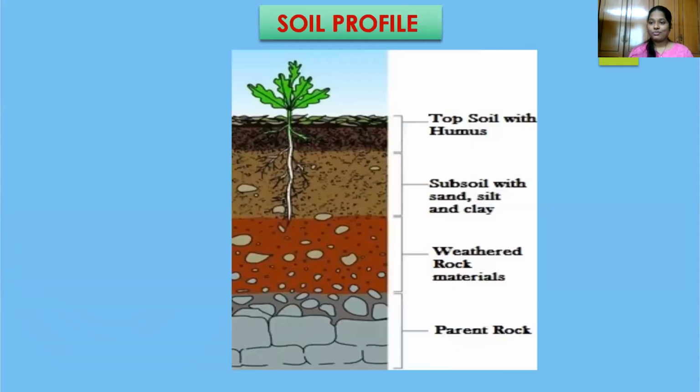So we have a soil profile. At the bottom level, we have the parent rock, the big-sized rock. Then we have the rocks that have weathered and become quite smaller relative to the parent rock. Then we have the weathered rock material, and then the subsoil with sand, silt, and clay. And the topmost is the topsoil, where we have our vegetation or crop, the topsoil with fertility and humus.